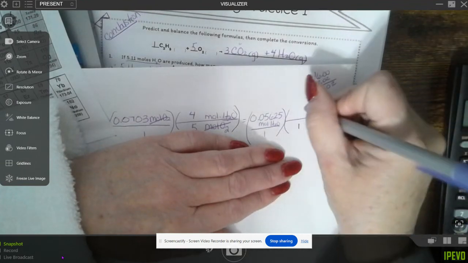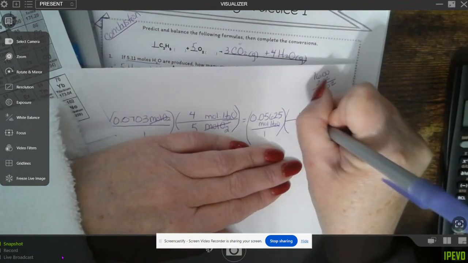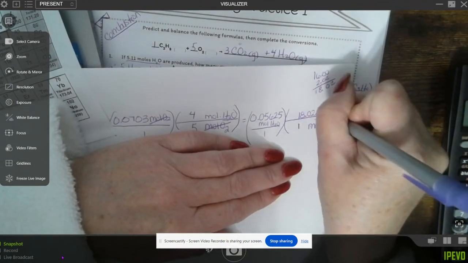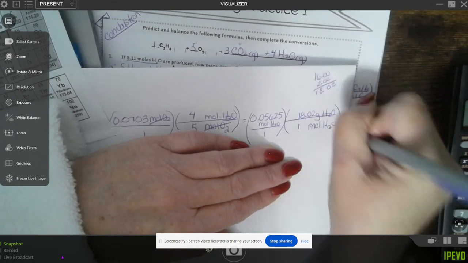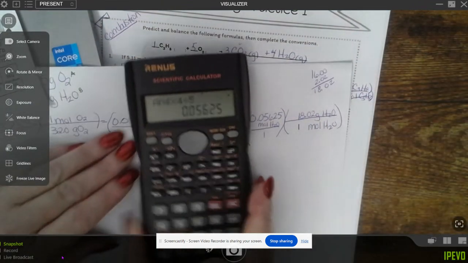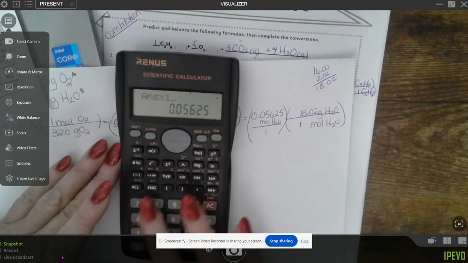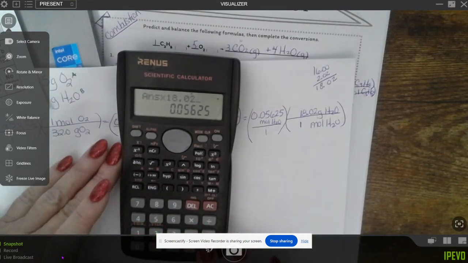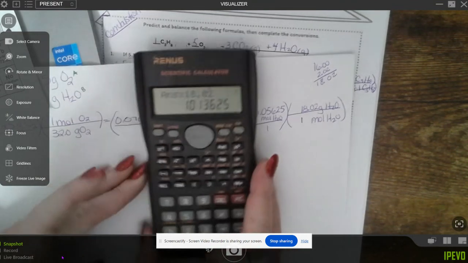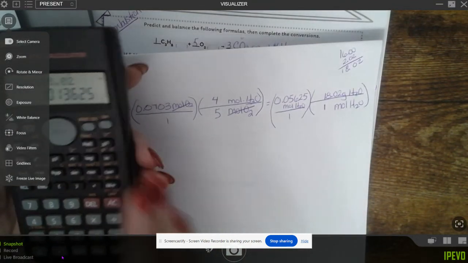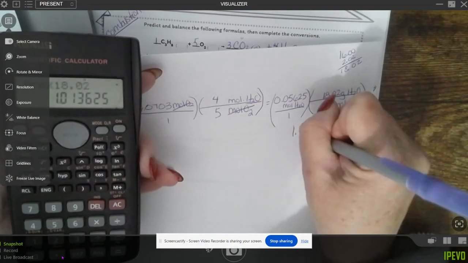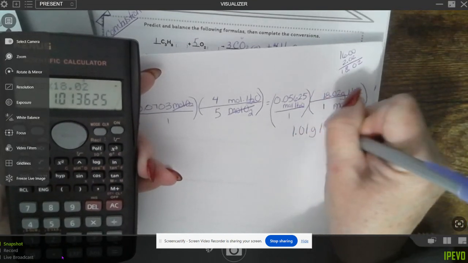So my molar mass of water is 18.02 grams, which is equal to 1 mole. All right, so finally, I'm going to do my final calculation. I'm going to take this times 18.02 equals 1.01 grams of water.